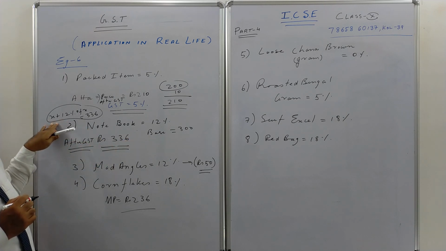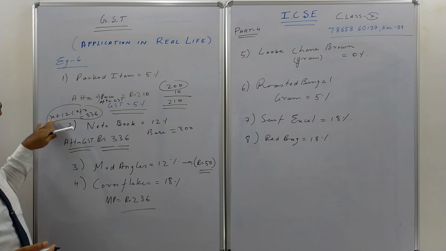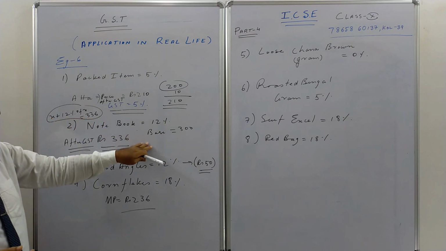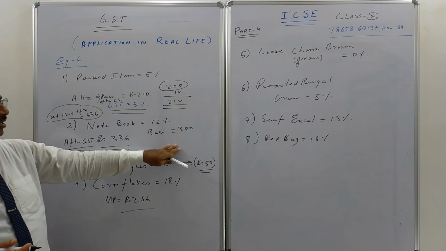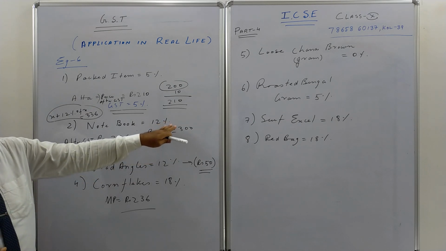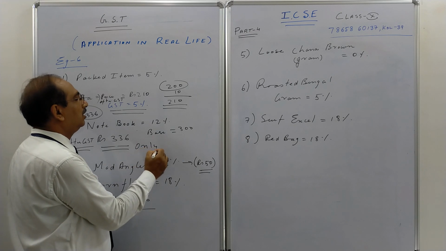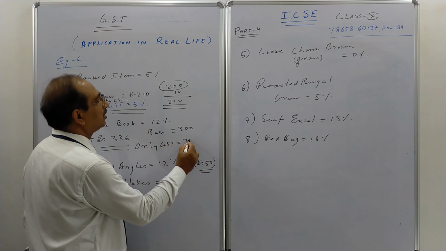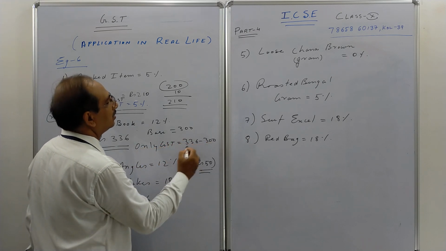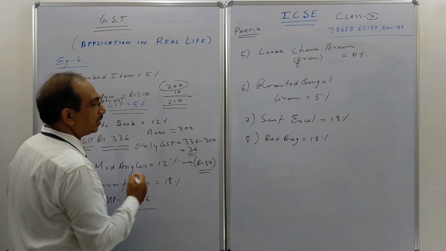So the traditional method, ICSE gives this question. X plus 12% of X is 336. So the base price is 300. For 100 rupees we pay 12 rupees, for 300 we pay 36. So the GST, children, is 336 minus 300, which is 36 rupees, 12% of 300.